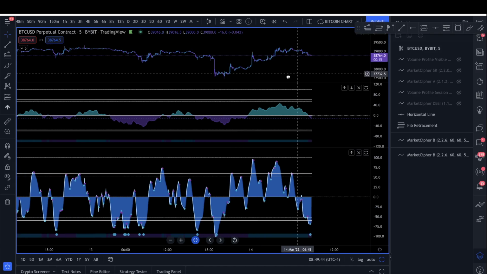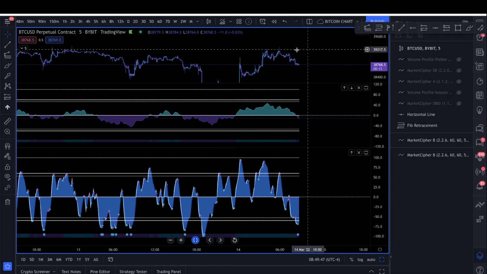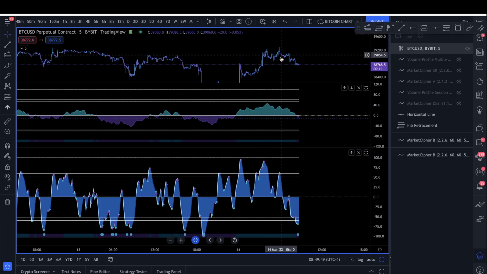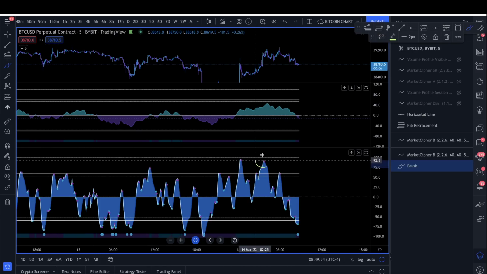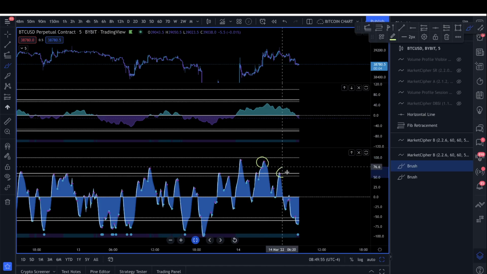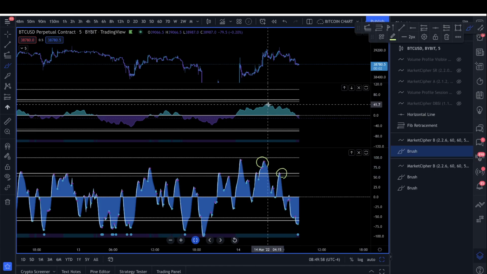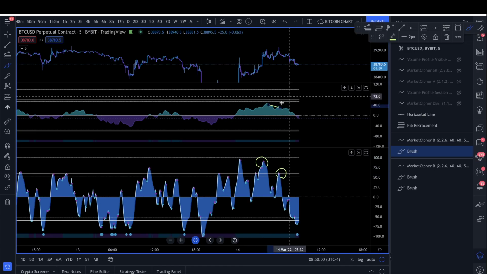Now, also, let's take a look at this setup that we got right here. We can see that we have our anchor wave right here. We have our trigger wave right here. And we also see money flow is getting lower. That would have been an entry right there.